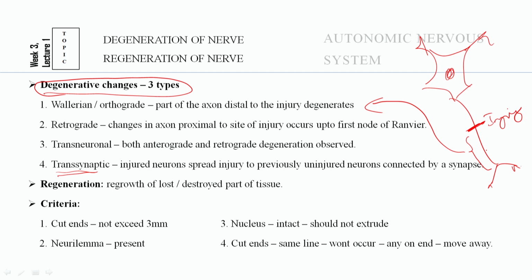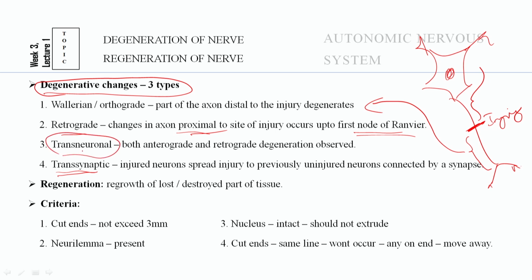The next is called retrograde. Retro means retrospective, you might have heard. That means you have to go back. So this is the injury, and the degenerative changes which you will see above, proximal to the injury, are called retrograde degenerative changes. Mostly it takes place up to the first node of Ranvier. Then next is the transneuronal.